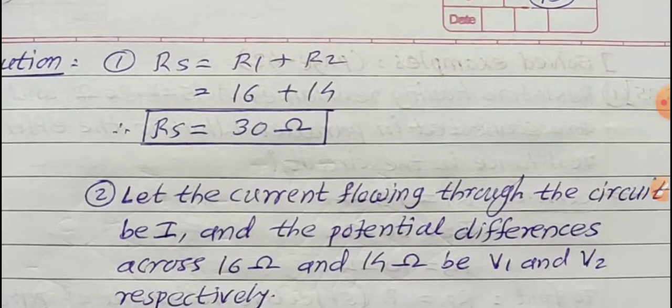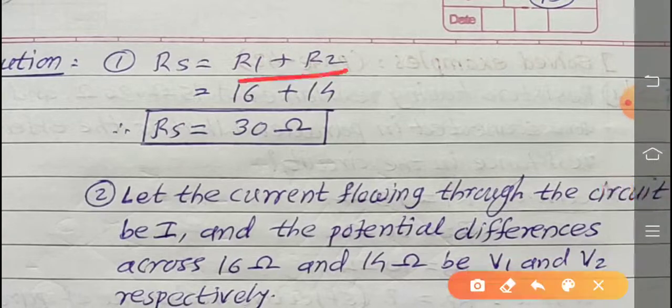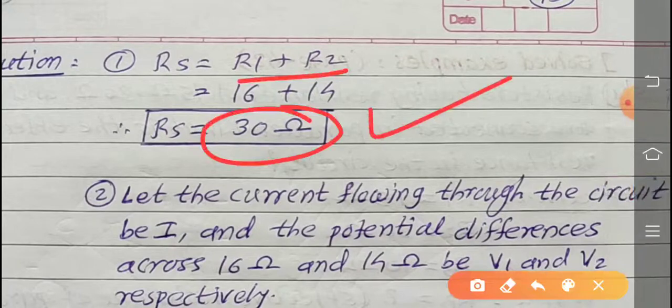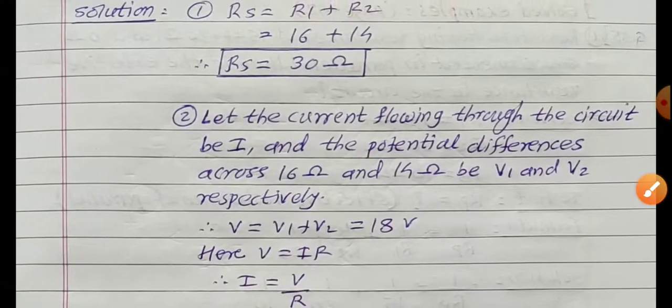First formula, RS equal to R1 plus R2, substitute the values 16 plus 14, so we get the answer 30 ohm. Next, let the current flowing through the circuit be indicated as I, and the potential difference across the 16 ohm resistor, that is R1, and the 14 ohm resistor, that is R2, be V1 and V2 respectively.